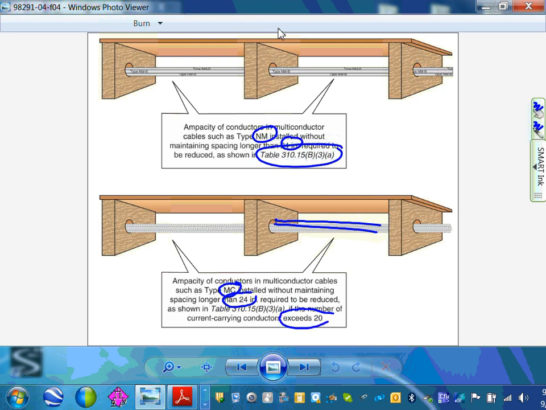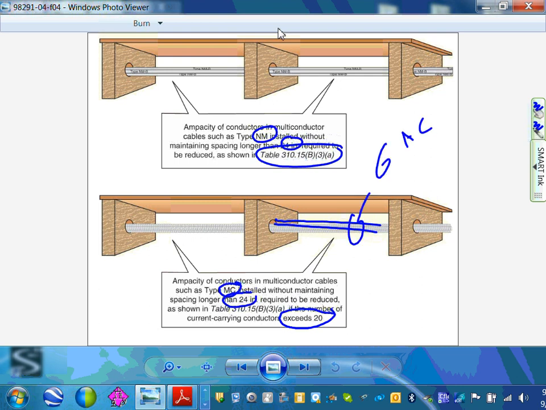Look at this one. If they exceed 20 hots. So take this, gentlemen, an MC cable right here. How many hots? 1, 2, 3 hots in it, right? 3 conductors, 3 hots. 20 divided by 3 is what? 6 point something. So 6. I can put 6 cables like this.